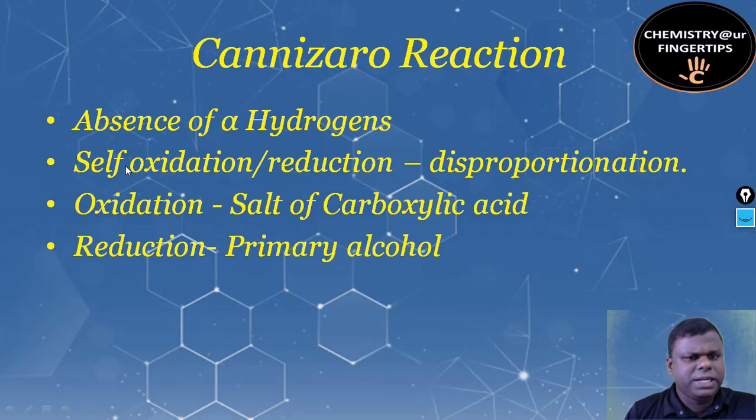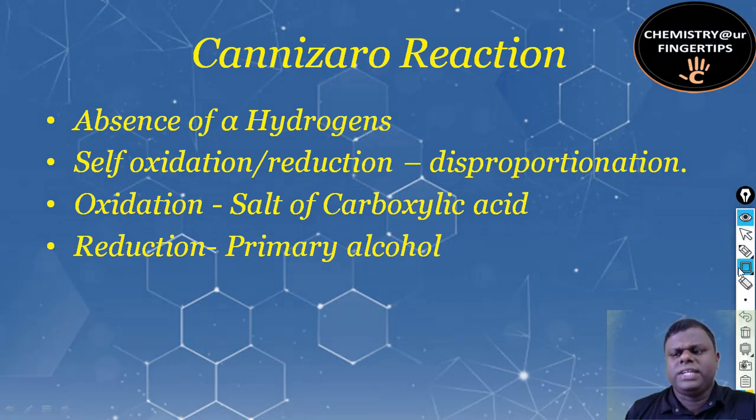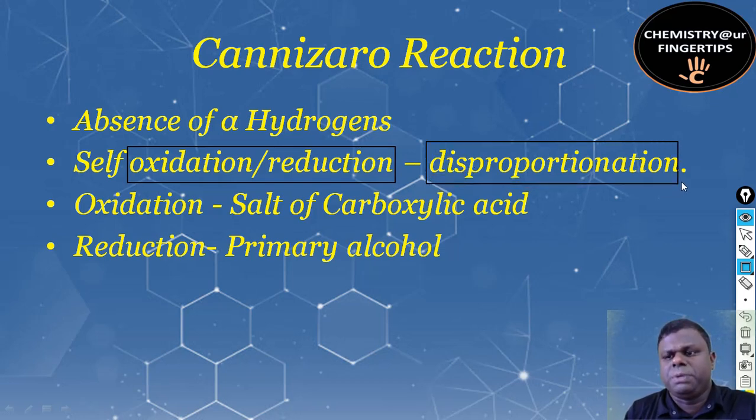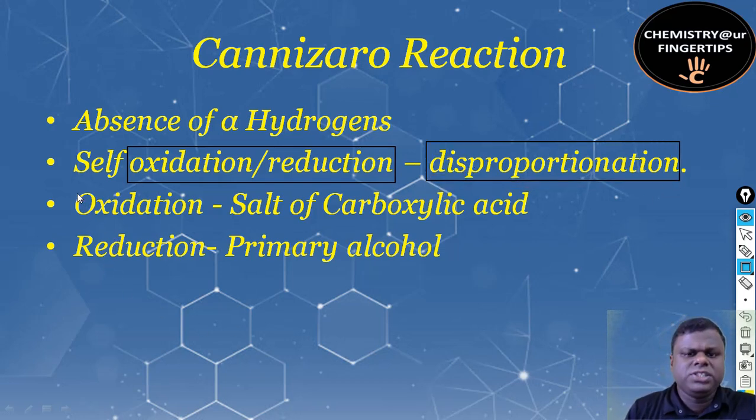Now let's begin. What exactly is it? It is basically a self-oxidation reduction reaction. You normally call it a disproportionation. In oxidation you get a salt of carboxylic acid, and in reduction you get a primary alcohol. Let's see how you get that.